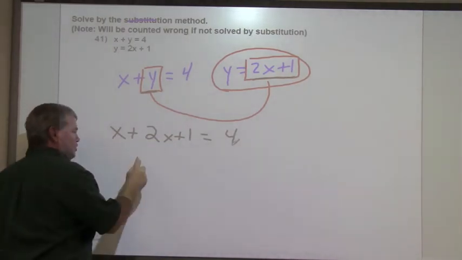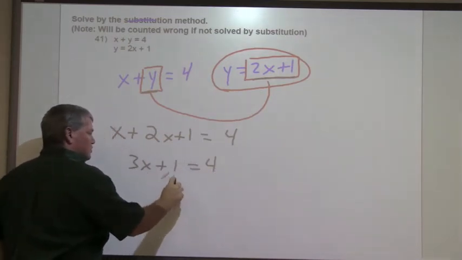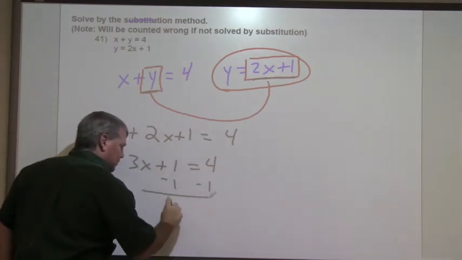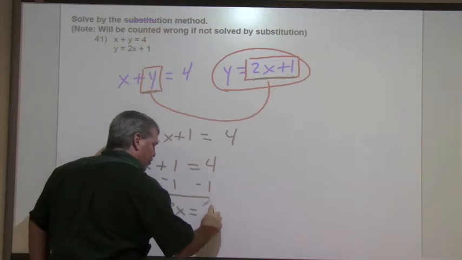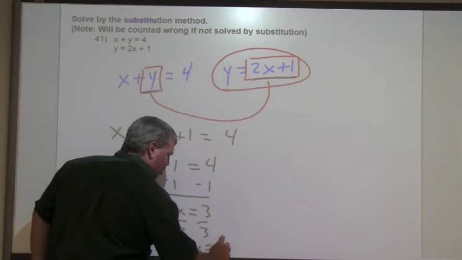Then x plus 2x is 3x plus 1 equals 4. Subtract 1 from both sides. We get 3x equals 3. Divide by 3. And x equals 1.